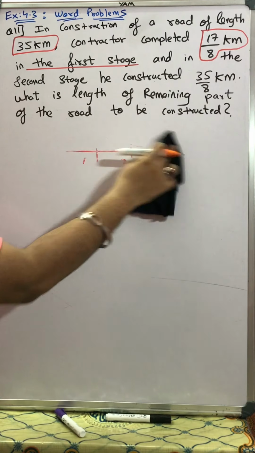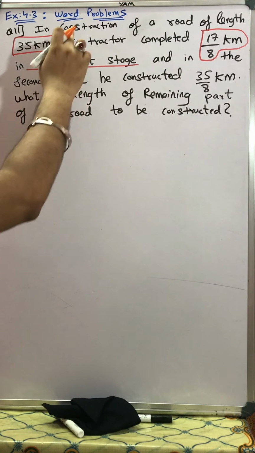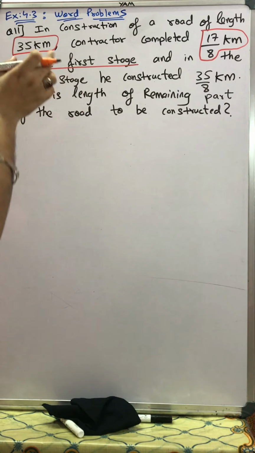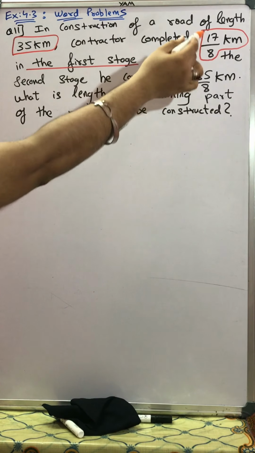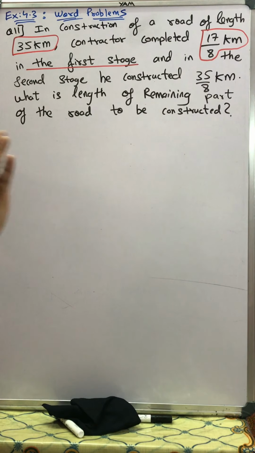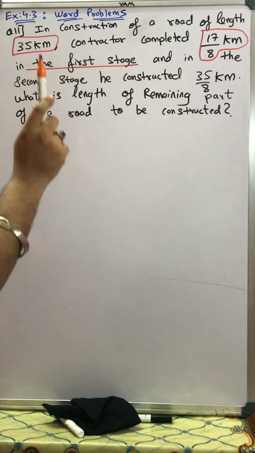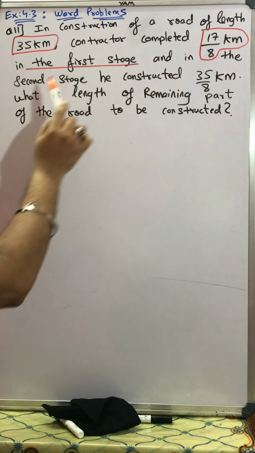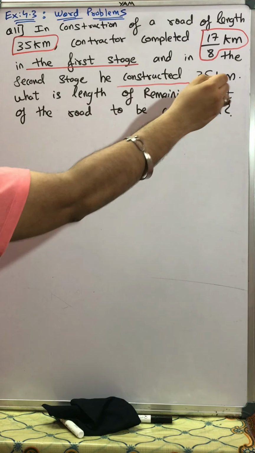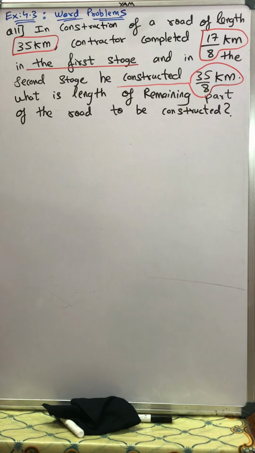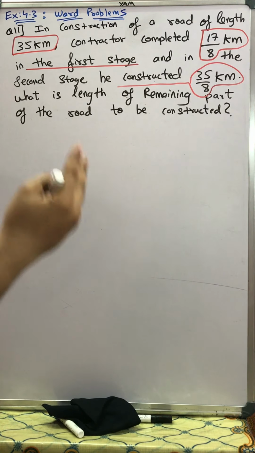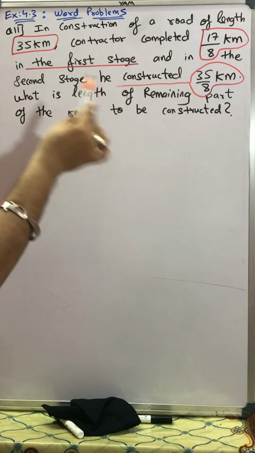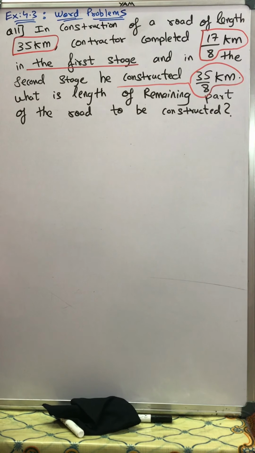Okay, let's read once again. In the construction of a road of length 35 kilometer, total length of the road to be constructed is 35 kilometer. Contractor completed 17 upon 8 kilometer in the first stage. Okay, good. In the first stage he constructed 17 upon 8 kilometer. Beautiful. Next, in the second stage he constructed how much? 35 upon 8 kilometer. Great. So the contractor also completed his second stage. In the first stage he completed 17 upon 8 kilometers. In the second stage he completed 35 upon 8 kilometers. Okay.